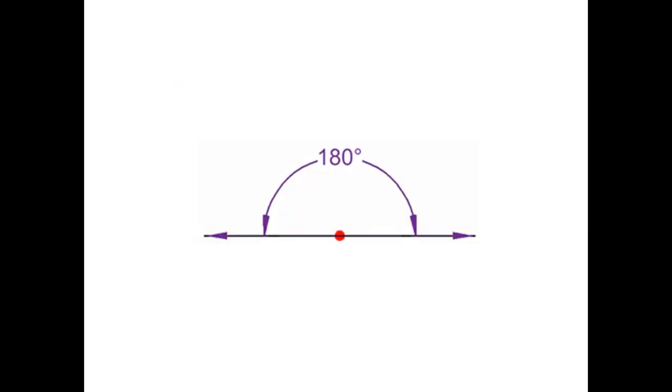What about this one? What do we call this? Yes, we call it a straight angle, because it's a straight line all together. So we call it a straight angle, which is 180 degrees.